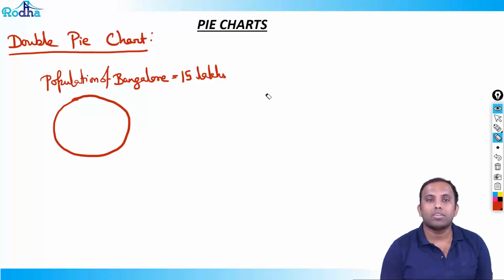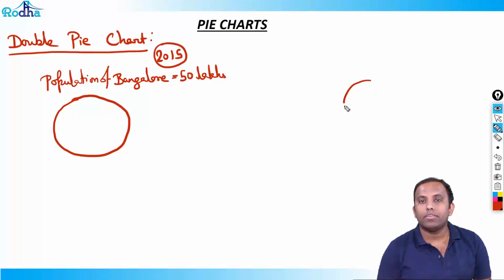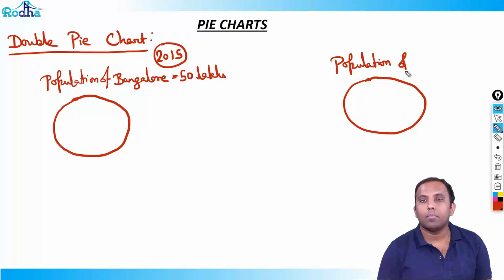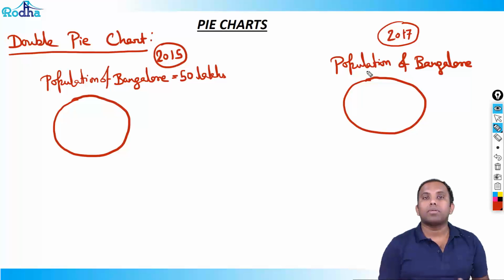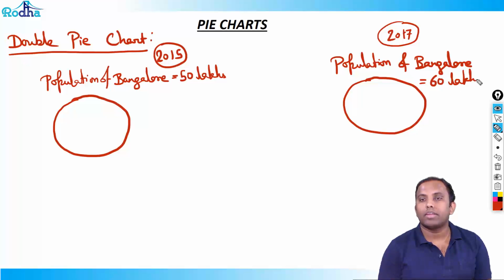Assume something, right? For a lesser diagram, assume more. Suppose 50 lakhs. It is in year 2015. Okay, and understand this very carefully, right? Very important concept I'm discussing here. And the population of Bangalore, very important shortcut I'm discussing here, right? This is a very good shortcut. You won't find this anywhere else. Very logical shortcut I've derived from successive percentage change in pie chart. So very important thing. And suppose it is 60 lakhs in 2017.